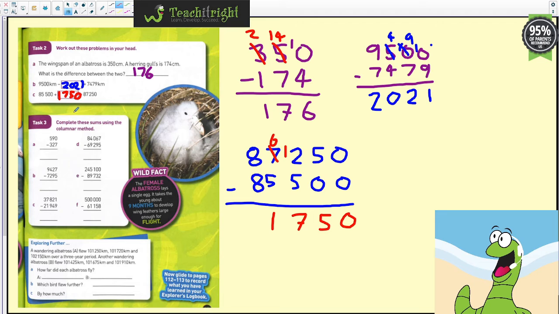That's our answer. Okay, everybody, for this last section then, or actually second last section because we've got task and exploring further. For task 3, just work your way through for me, complete the sums on as many of these as you can. Again, unpause the video when you're ready for me to go through the answers.